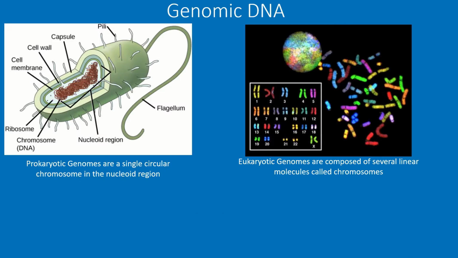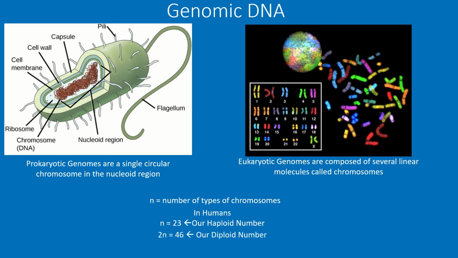When working with chromosomes, we use the letter N to represent the number of types of chromosomes present. N is an organism's haploid number. In humans, it's 23. However, most sexually reproducing organisms have 2 copies of each chromosome inherited from their parents, so we designate these 2N. In humans, 2N is equal to 46. In other words, 46 is a human's diploid number.